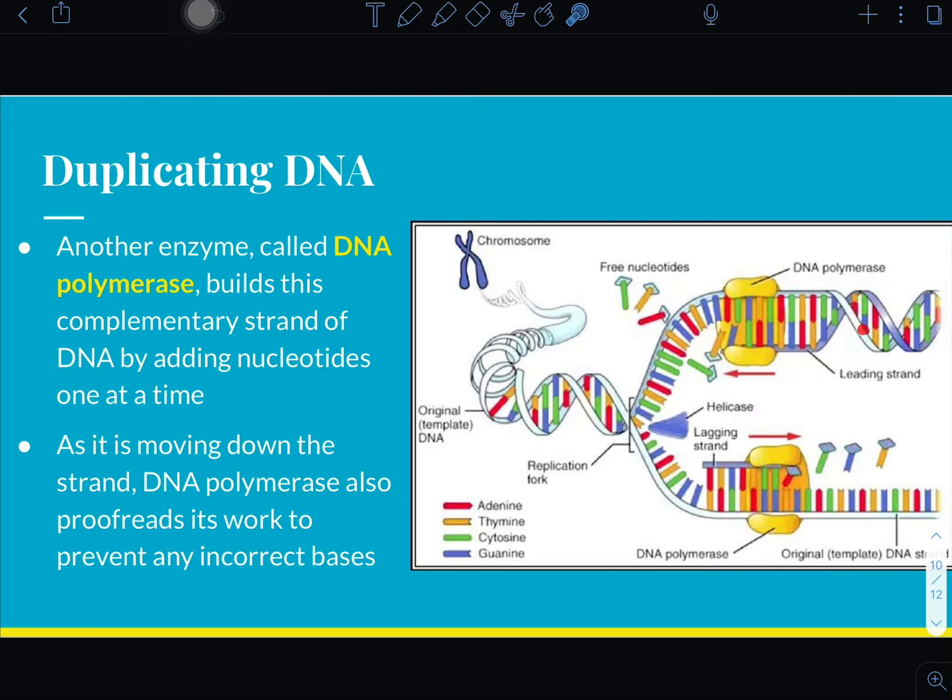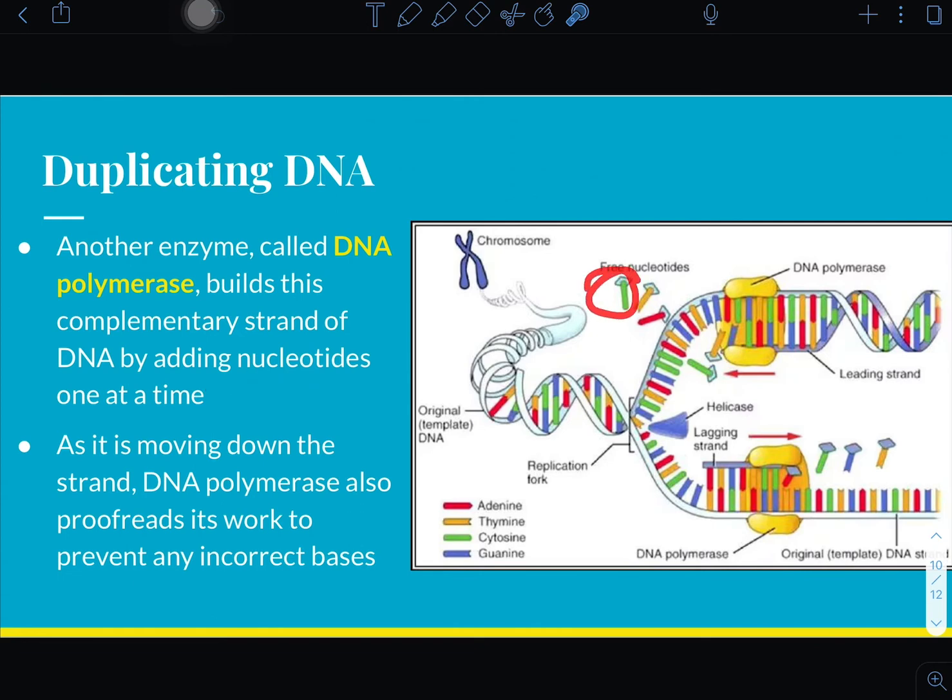And that's kind of what this is showing. One of these runs in this direction and one runs in this direction. But the idea is another enzyme called DNA polymerase helps the chemical reaction. It builds, we keep calling them complementary strands because it's a complement. It's not an exact brand new copy. It's the complement. It's the other side. And it adds one nucleotide at a time.